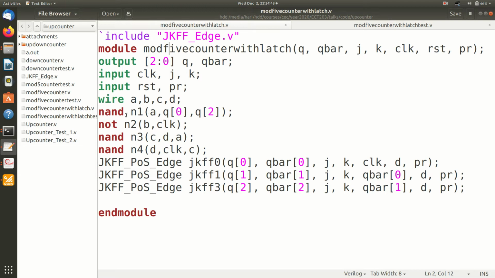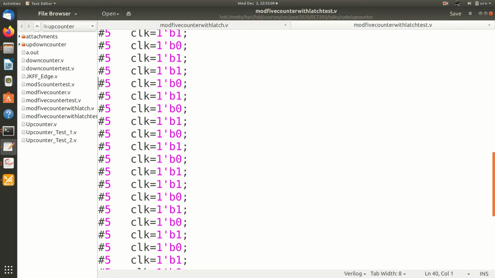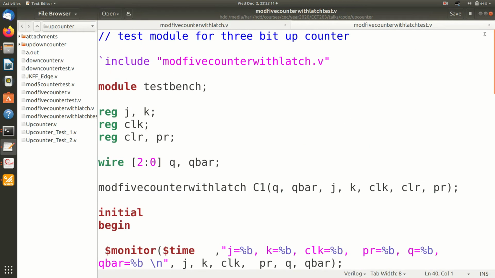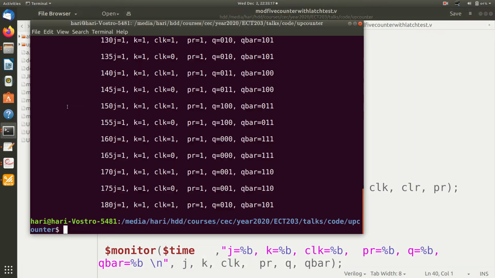This is my first NAND gate. This is for creating the reset signal from Q0 and Q2. This A is Q0 NAND Q2, and these two NAND gates realize my latch. Okay, so here I have a test bench for this, that is a Mod-5 counter with latch. Now I can run this and you can appreciate this.